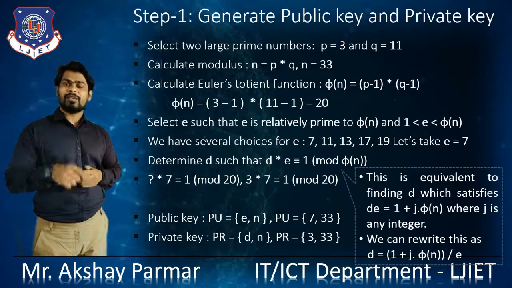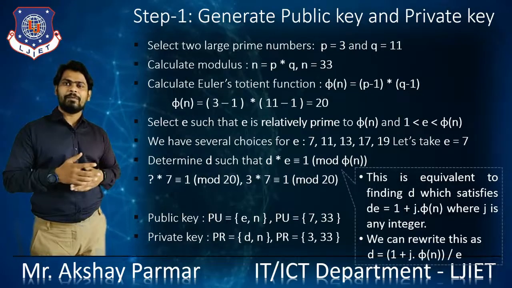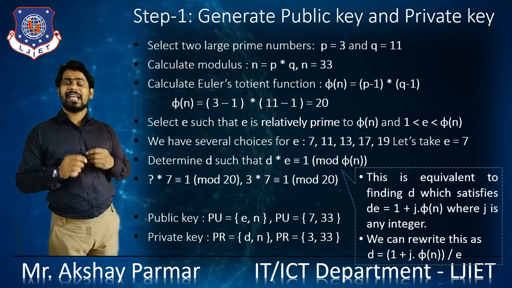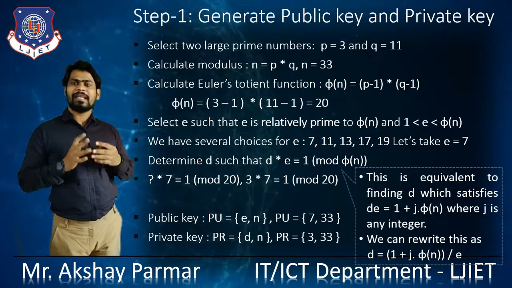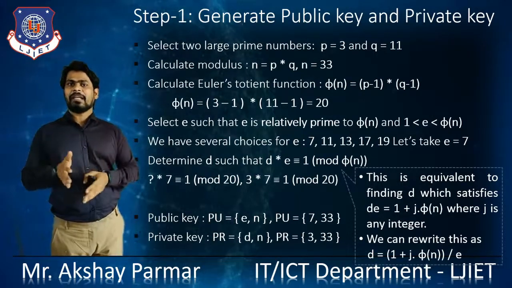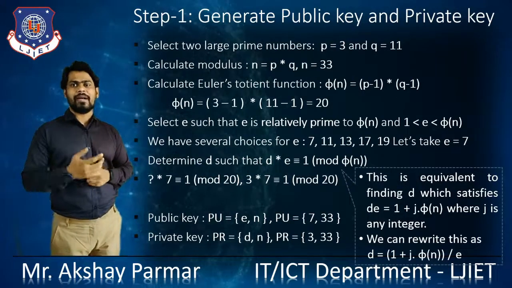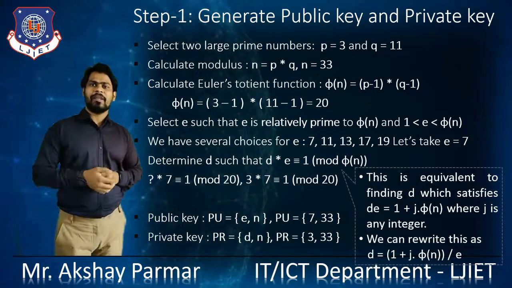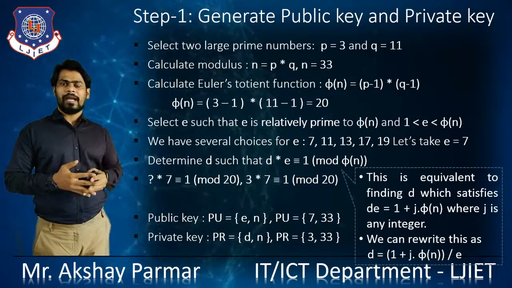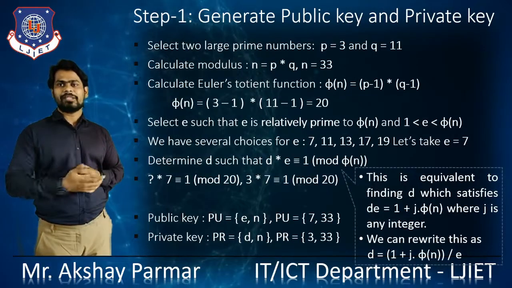After that, we need to select an e and d, right? So what is e here? e must be relatively prime to 20, right? So e must be relatively prime to phi n. We need to select an e such that e is relatively prime to phi n, greater than 1 and lesser than phi n, right? Here in our example, phi n is 20. So we have several choices for e, which can be 7, 11, 13, 17, 19 and so on, right? Let's take e is equal to 7, right?